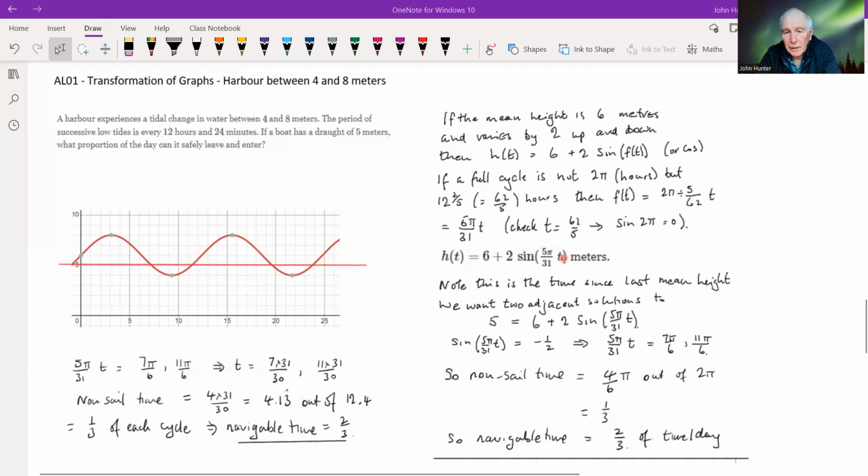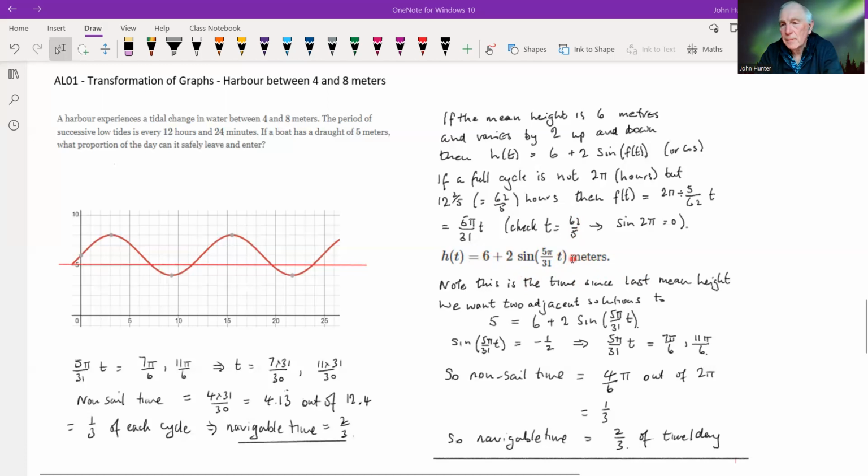We would need to put t equals 62 over 5. Okay, so that's the full cycle time. So if we put t equals 62 over 5 into this t, then what we're going to get is sine 2 pi, which is 0, and so our height is going to be 6. This bit's going to be 0. So every 62 over 5 hours, we're going to get back to our starting point.